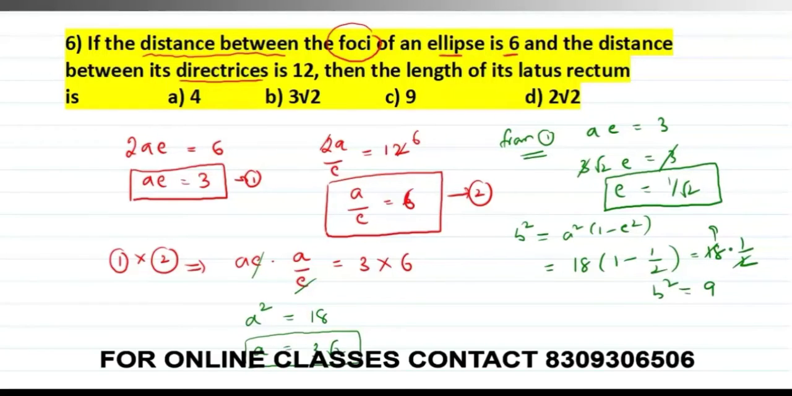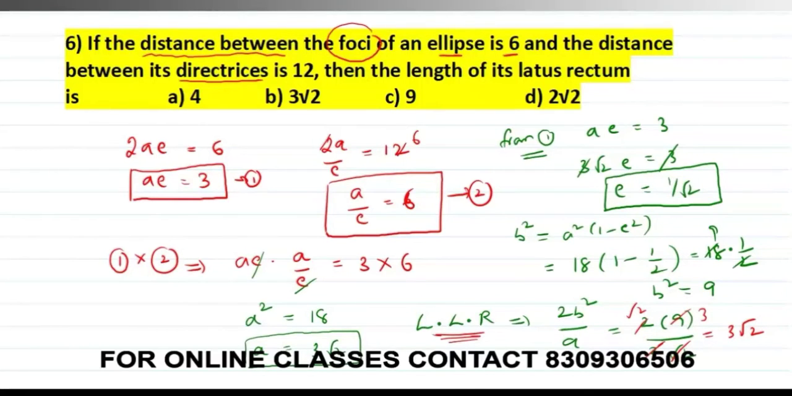So what is the question? What we have to find now? Length of the latus rectum, LLR. Length of latus rectum formula is 2b squared by a, that is equal to 2 into 9 by a value, which is 3 root 2. So we can cancel here. First of all, 3 3s are 9, root 2 cancels both. So the final answer is 3 root 2. So the length of latus rectum value we got is 3 times root 2. So option B is the correct option.